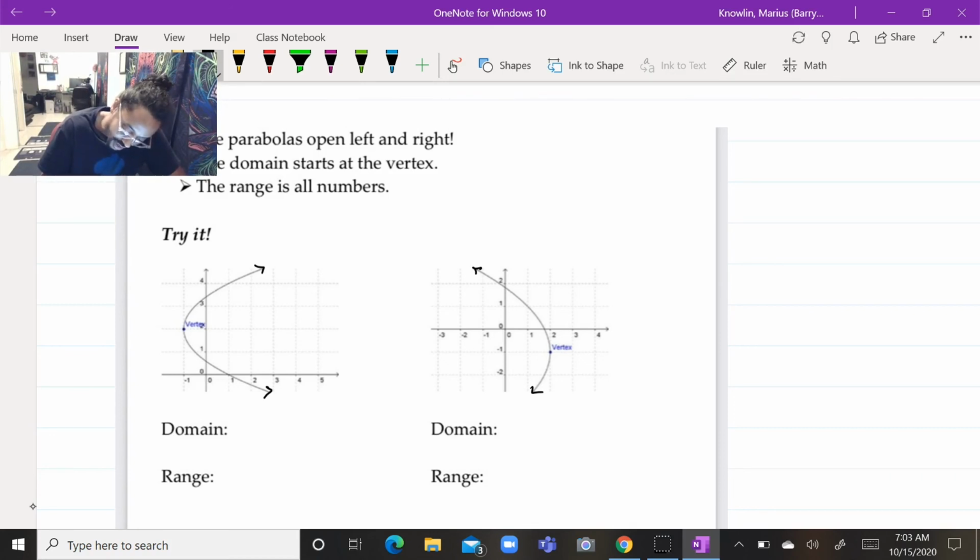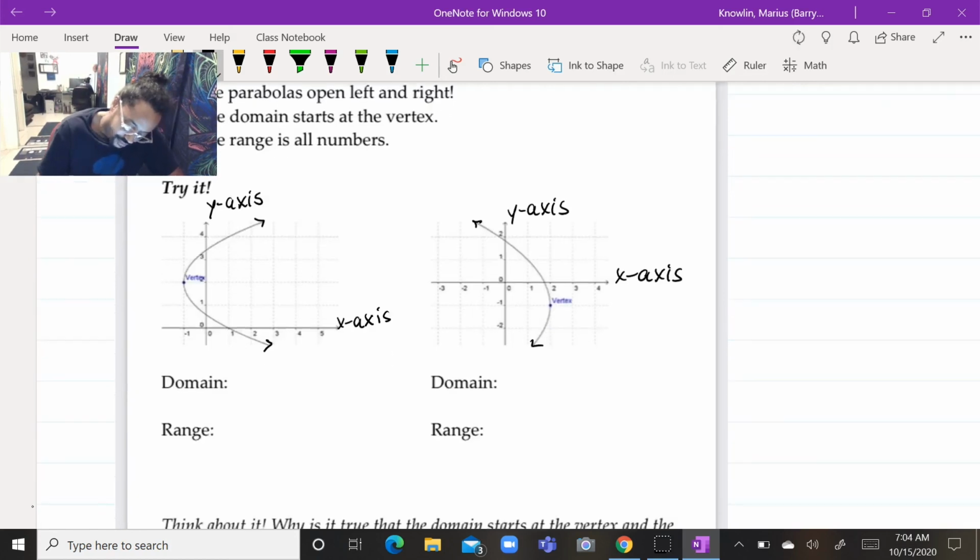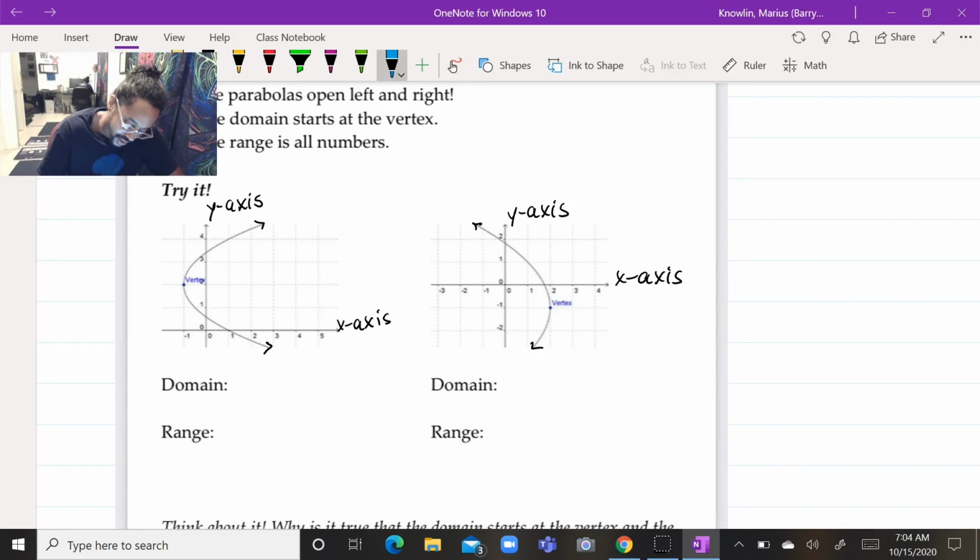Put arrows on the end, and we're going to say that this is our y-axis, this is our x-axis, right? Now we can start looking at the domain and range. Well, for the domain, the furthest left that this graph goes is -1. And to the right, it's going to keep going forever and ever. So that's going to be positive infinity.